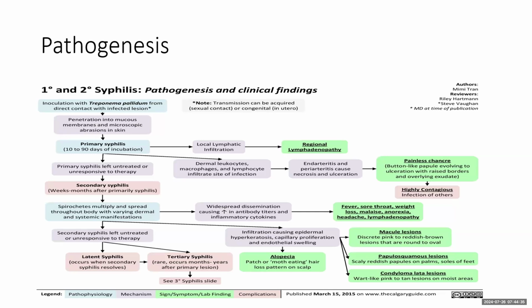If it goes on untreated or unresponsive to treatment, it goes on to secondary syphilis, within weeks to months after primary syphilis, where the spirochetes now multiply and spread throughout the body, causing a myriad of clinical presentations. Also, left untreated or unresponsive to therapy, it can go on to latent syphilis, where the person is seroreactive, however, there is no active clinical manifestation. This can go on to form tertiary syphilis.